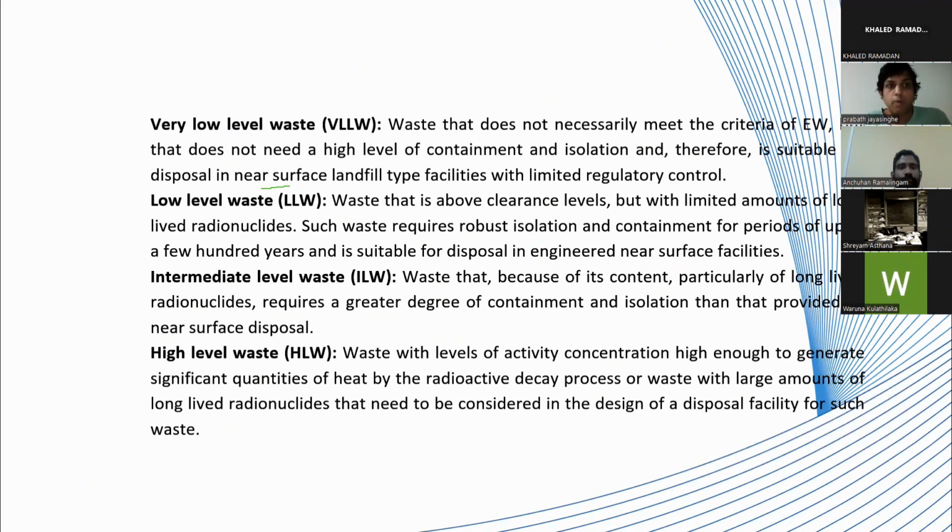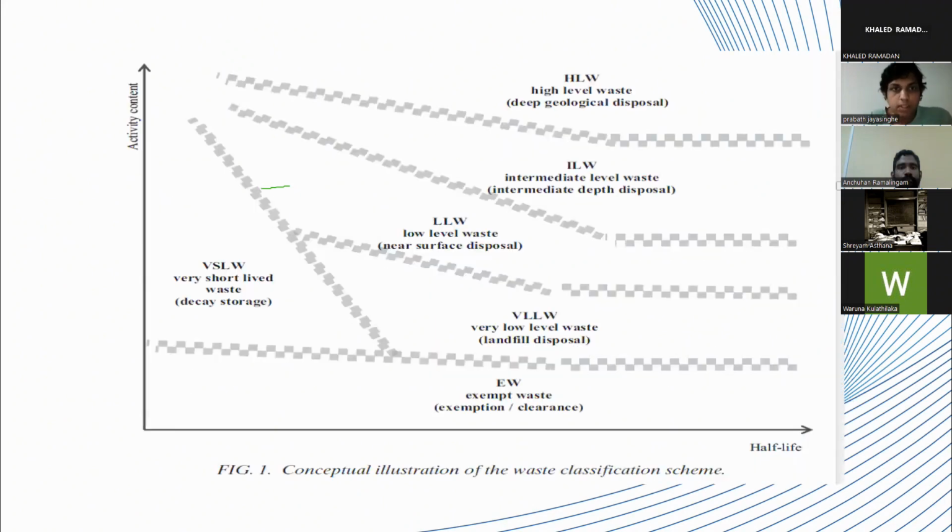When we talk about very low level waste and low level waste, these are also not that harmful. But when we talk about intermediate level and high level waste, we should store it underground at some depth. So let's move forward a bit more. This is actually a waste classification scheme, which you can see, according to the activity and half-life, we have a graphical representation of the radioactive waste. So let's go to the next topic.